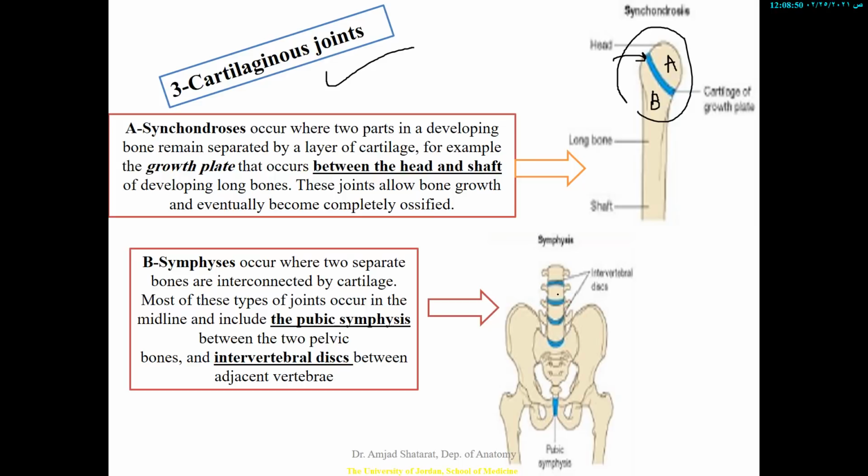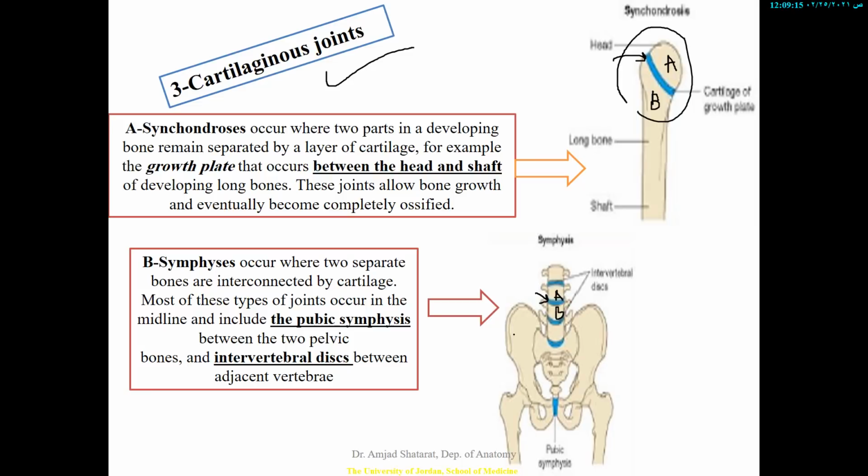Another example here is this one. This is bone A, this is bone B, and of course between them also fibrocartilage. Some people call it fibrocartilaginous. Some people classify cartilaginous joints into primary and secondary. It doesn't matter, it's not that important for this course.